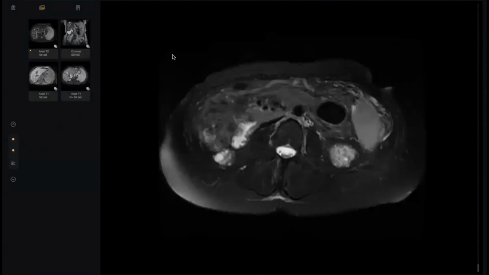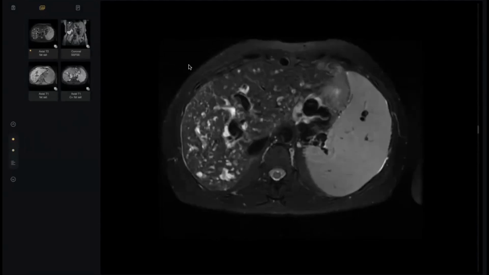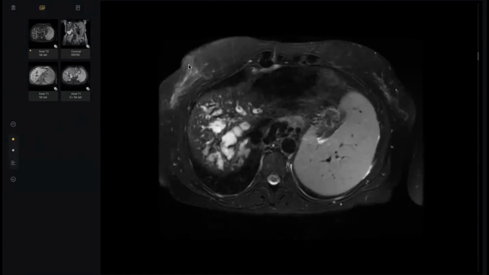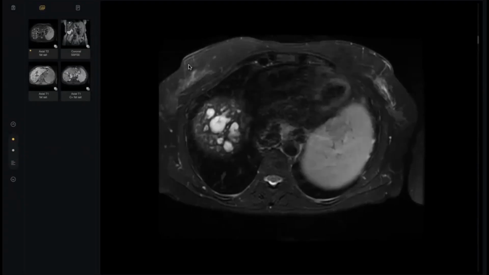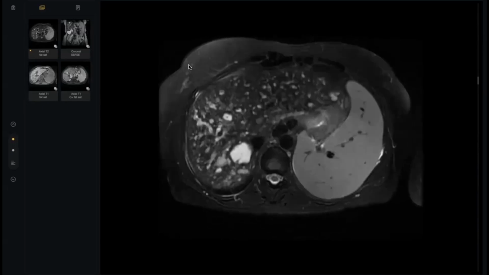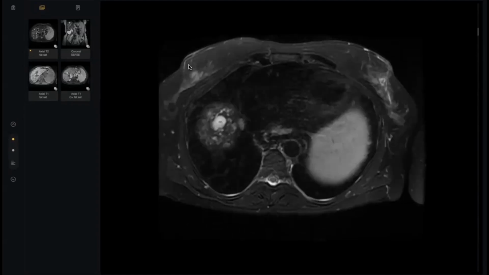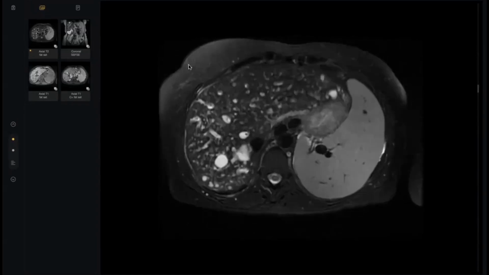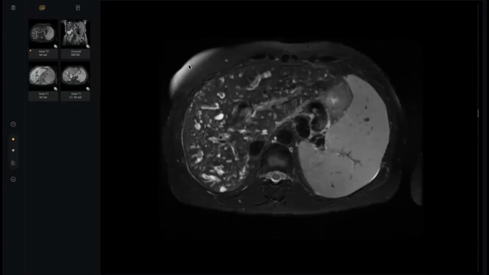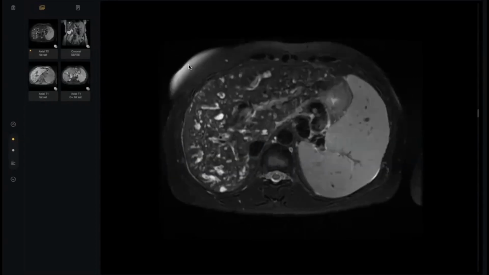I'm making an impression of, now I'm thinking of Caroli's disease, complicated by portal hypertension and liver cirrhosis. Okay, look here. Is it communicating with the biliary radicals or not? It's communicating with the biliary radicals, and this is a differential point with biliary hamartomas. Very important.